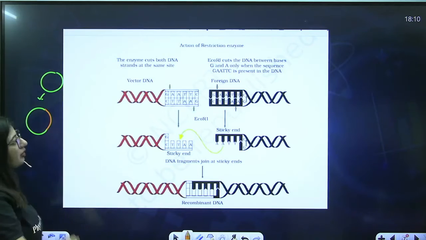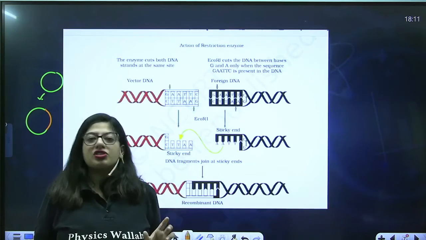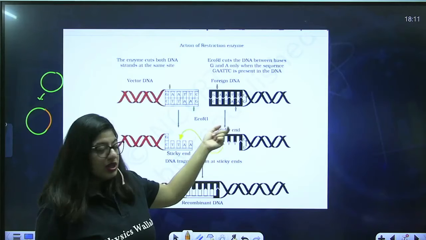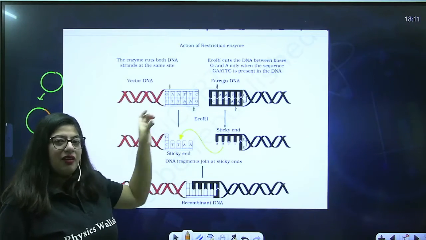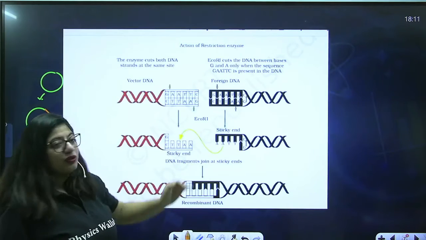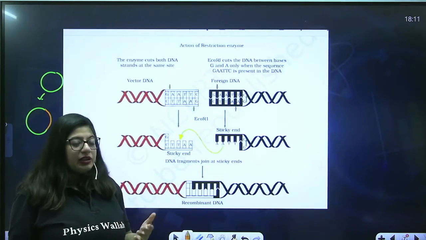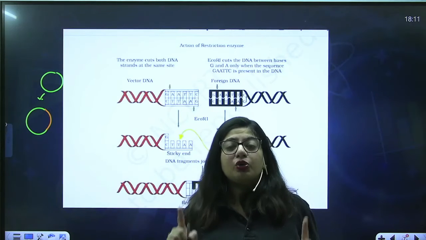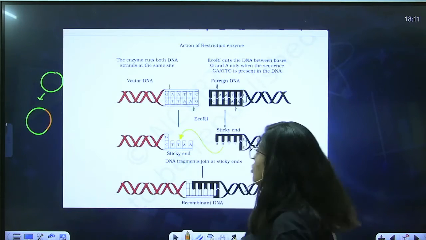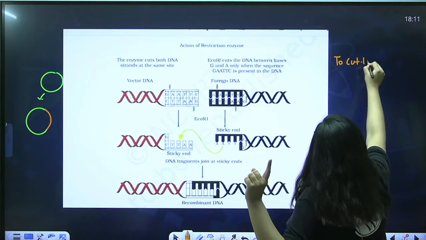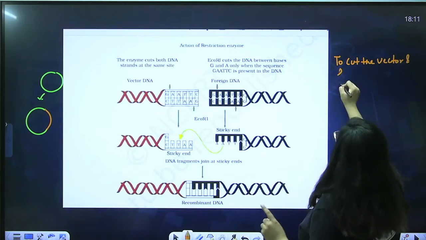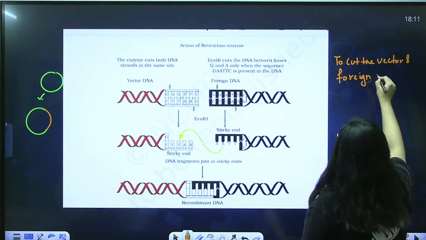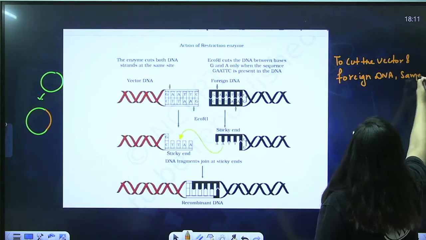This is what we have done. So for cutting the vector and for cutting the foreign DNA, we will need a restriction enzyme. For example, this is your human DNA and we need to cut the sequence out of it. Similarly, this is a plasmid's DNA. They have not shown it completely, just a little part of the DNA. So for cutting both of them, we will need a restriction enzyme. Another point to note here is that whenever you are cutting the vector and the foreign DNA, you will use the same restriction enzyme. So mark this line: to cut the vector and foreign DNA, the same restriction enzyme should be used.